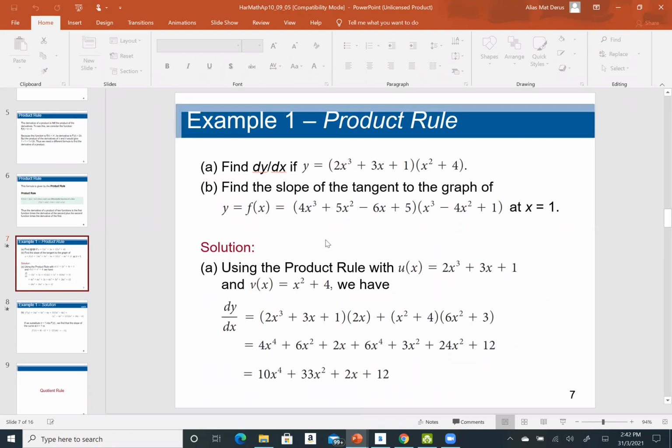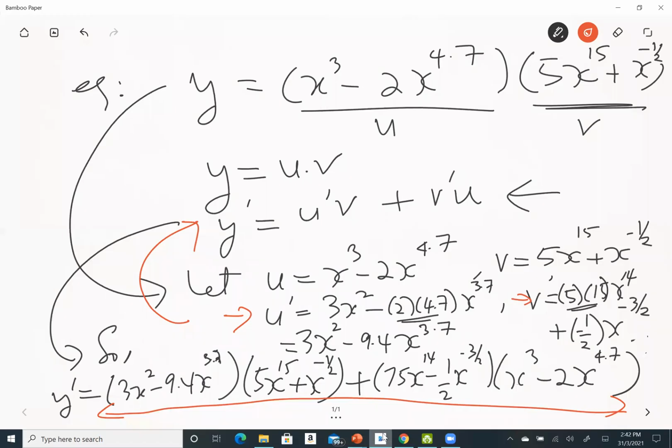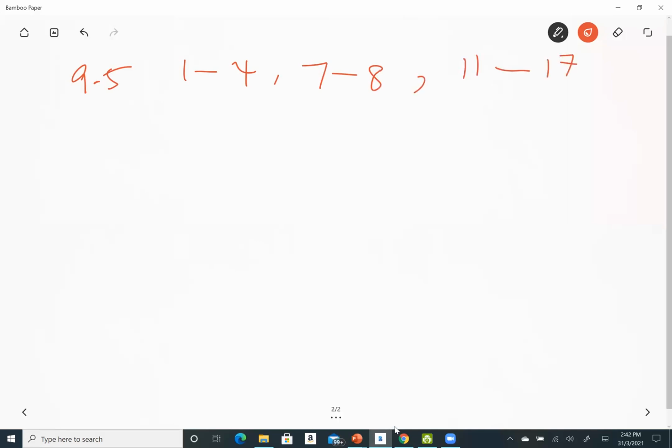So that is the product rule. And I give you some questions on the product rule, which is 9.5. For 9.5, I would like you to do some questions on the product rule. There are 1 to 4, and 7 to 8. So that's the product rule. And then 11 to 7 is on the quotient rule, which I will do now.